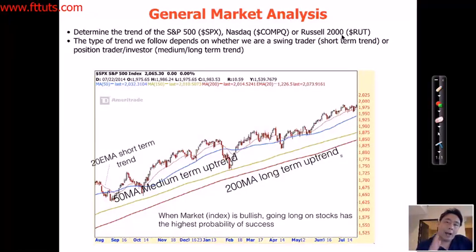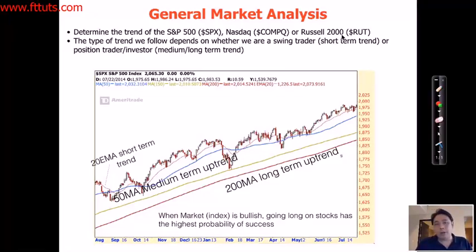So primarily I swing trade US equities, US stocks. The first thing I do every day is look at the S&P 500. What is the trend of the S&P 500? Is it an uptrend or is it a downtrend? If it's an uptrend, I will tend to look for stocks to go long and avoid shorting. If the whole market's on a downtrend, I look for stocks to short.